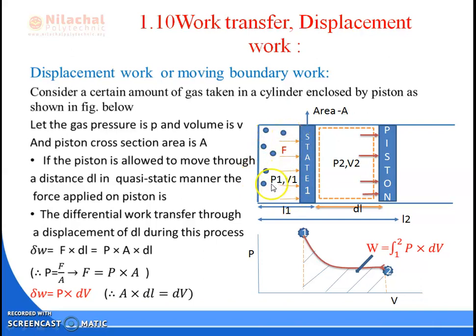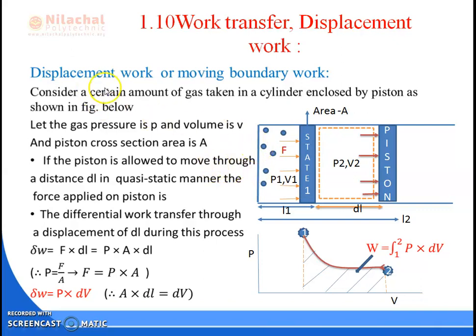Let the gas have a pressure P1 and volume V1. The piston cross-section area we will take as A. If the piston is allowed to move through a distance dl, then how? Suppose the gas is at a distance L1; initially it was at distance L1. So now if I give some heat, what will happen? The gas will try to expand, because the characteristic of gas is that it always wants to expand.